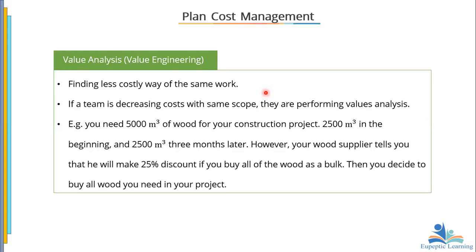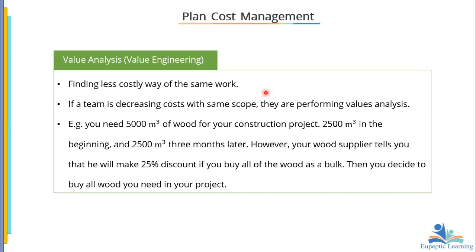We do it in everyday life. I mean, you want to run a program, you want to get the same thing, but at a reduced cost. So a typical example is this one. You need 5,000 meter cube of wood for your construction project. You don't need all of them at the same time, but you need, let's say, 2,500 in the beginning, and then 3 months later, you go for the next 2,500. But you know that, like we said, cost of items are always related to time. In special cases, a promo runs. Now, the wood supplier is saying that he will give you 25% discount if you buy all of the wood as a bulk. So you decide to buy all the wood you need in your project.